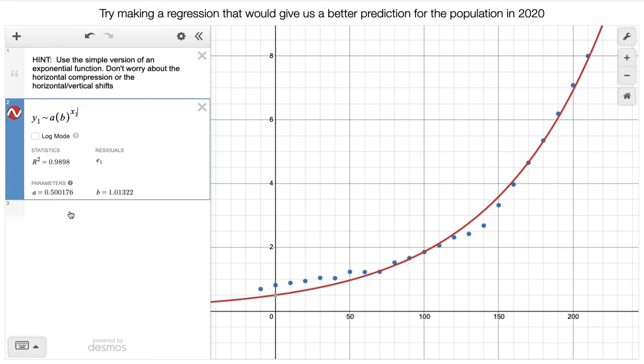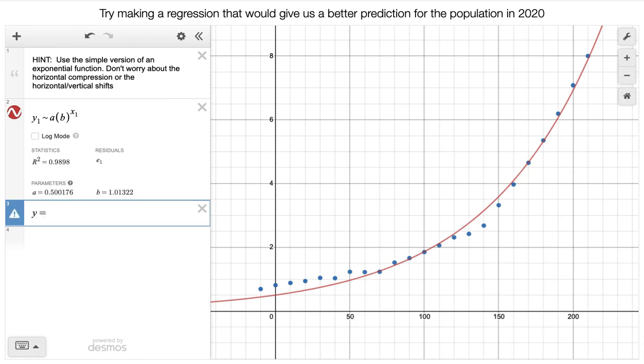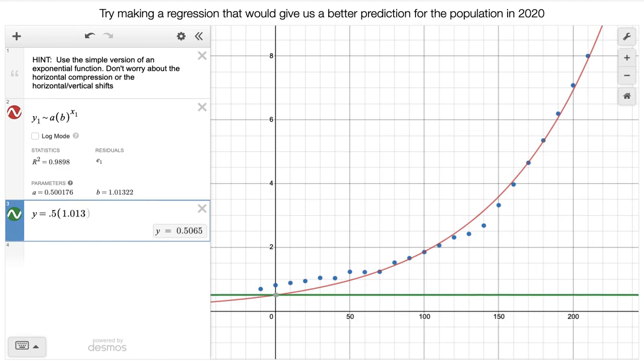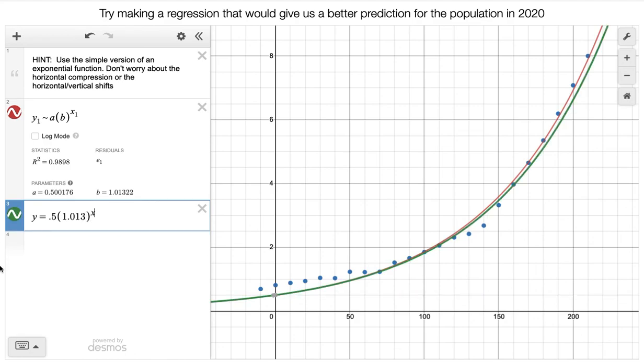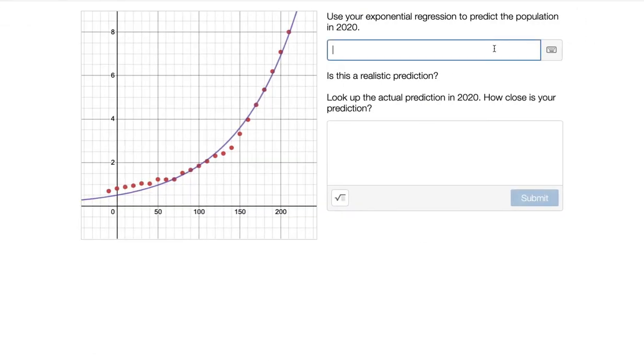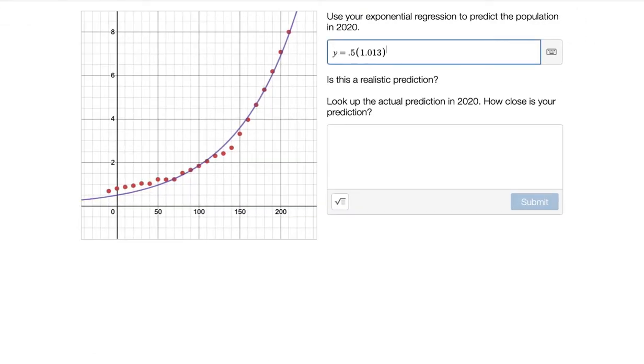And here's my graph. Y equals 0.5 times 1.013 to the x. And that's my graph. The reason I type that out is so that I can copy it and paste it on the next slide. So now if we use that for 220, we can see that 8.57 is a much better prediction for what the population will be in 2020 than our original one was.